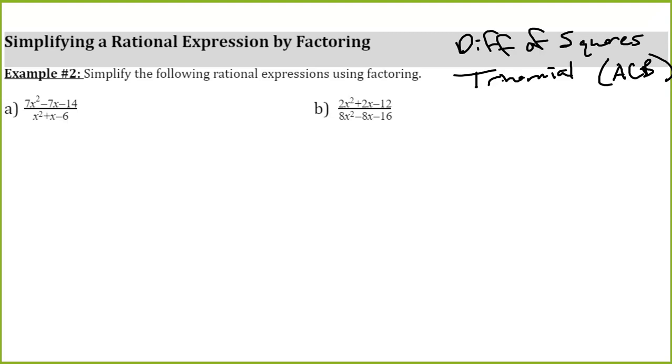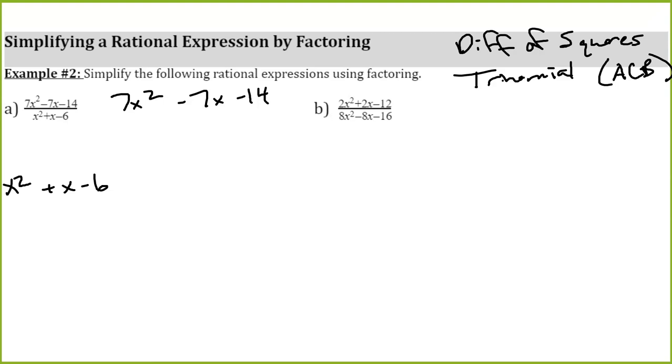So when I look at these two pieces of the rational expression, I want to separate them out first. So here's my top, 7x squared minus 7x minus 14. And here's my bottom. It's my x squared plus x minus 6. So I'm going to go ahead and apply the ACB tree to both of these polynomials and see where it gets me.